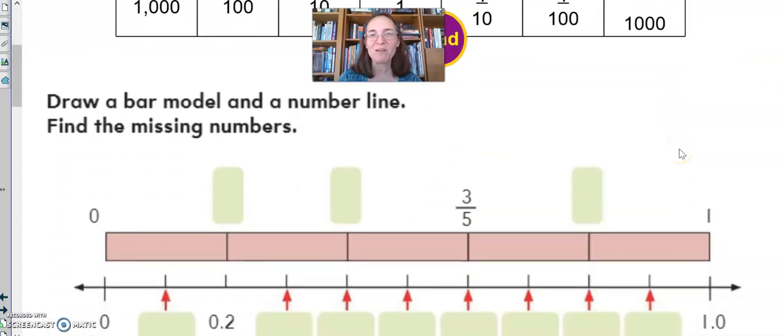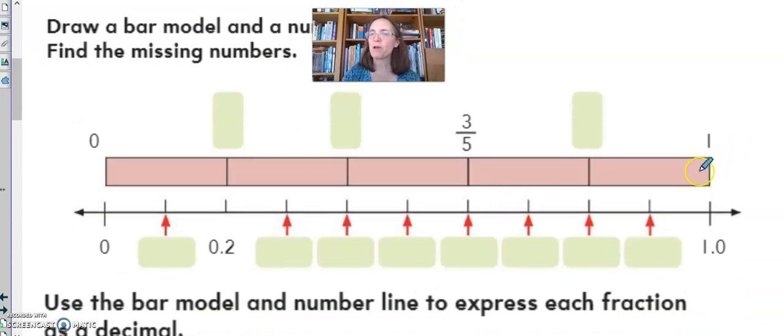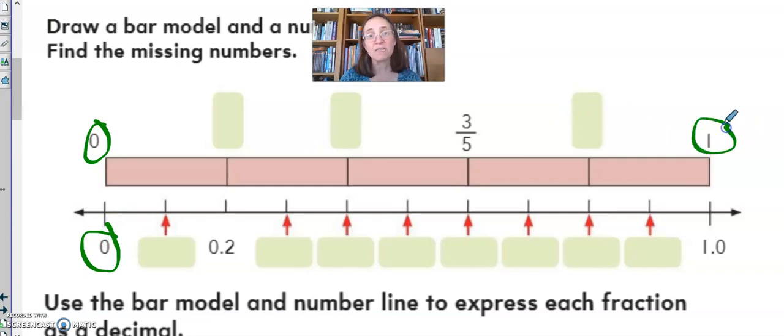Now, of course, they love those number lines in Math in Focus, so we're going to draw a bar model and a number line and find the missing numbers. So the bar model is this pink rectangle here, and the number line is beneath it. You can see that the bar model has been divided up into 1, 2, 3, 4, 5. And notice, please, that it starts at 0 and it ends at 1. It does that on the number line as well. I believe when we were studying fractions, we saw how bar models can be a representation of a number line.